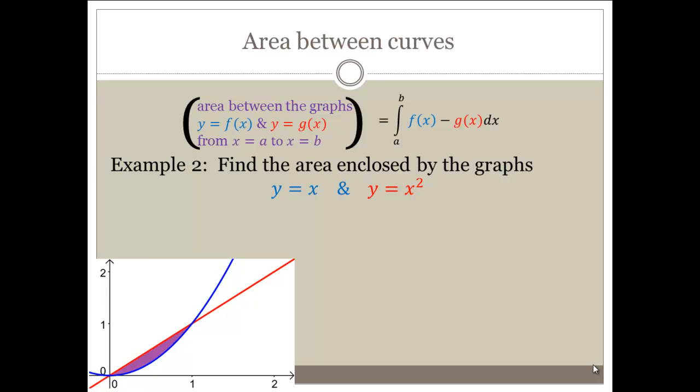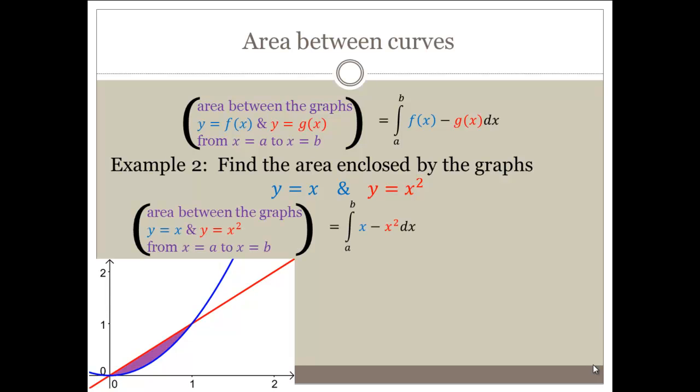Using what we know about the area between two graphs, we know that the area between the graphs of y equals x and y equals x squared is the integral from a to b of x minus x squared dx. But the question here is, what is a and what is b? In other words, what are the endpoints for this interval?